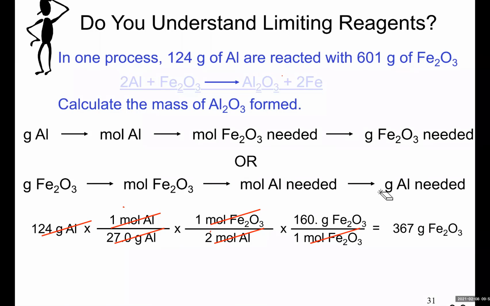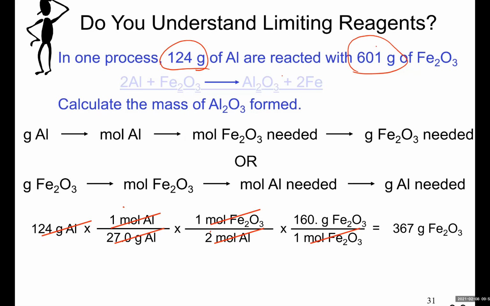By looking at the problem, which one of these two reagents is the limiting reagent? Which one are we short of? Which one do we have too much of? The aluminum. Excellent. Thank you. Good job.